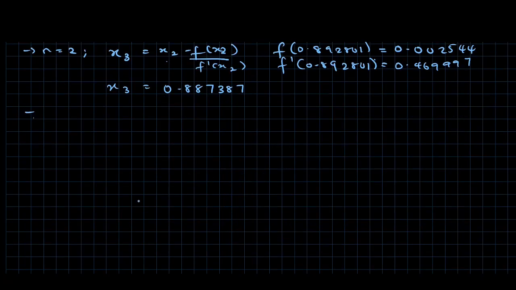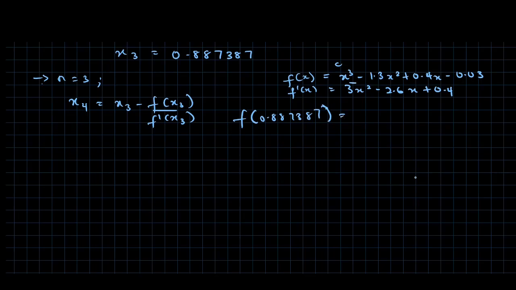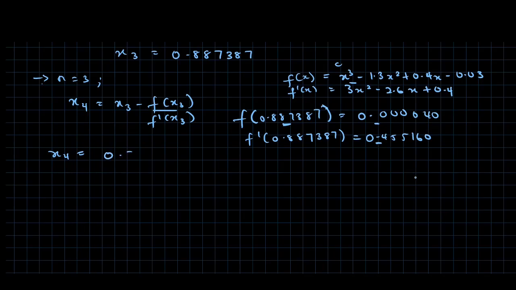Substituting into this equation with x2, this and this, you're going to get x3 equals 0.887387. Now for n equals 3, it's going to be x4 equals x3 minus f(x3) over f bar(x3). It's still following the same pattern, as you can see. So f(x3) in this case, f of 0.887387, you put this into this equation and you're going to get 0.000040. For f bar, it's going to be equal to 0.455160.